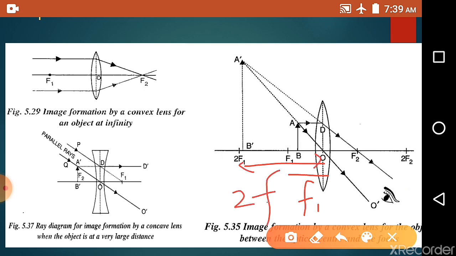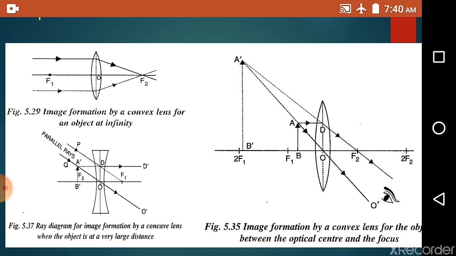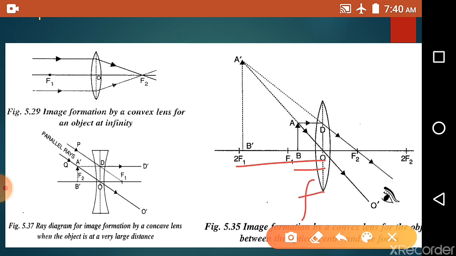Because this is a biconvex lens, here we have f1 equal to f2. I mean both the focal lengths are equal, so f1 or f2, we can take as f. So the distance from here to here is f, the focal length, and from here to here it is 2f. This point 2f is also the center of curvature. Remember the center of curvature, while we are studying the formation of images by lenses.